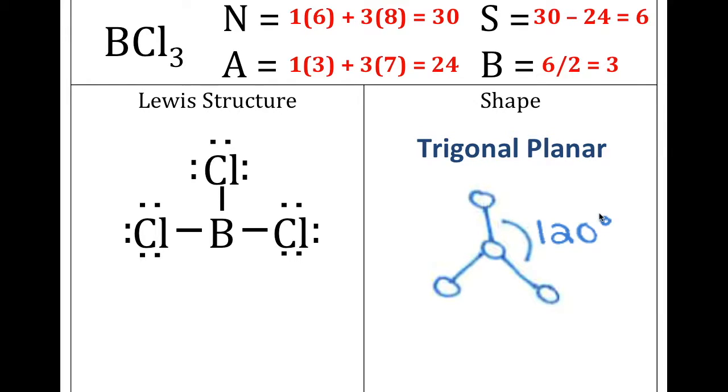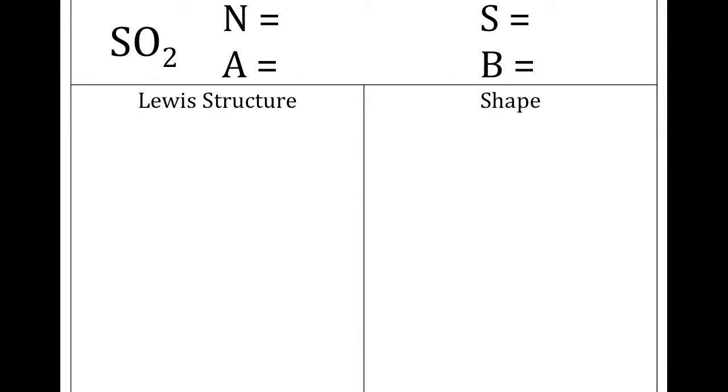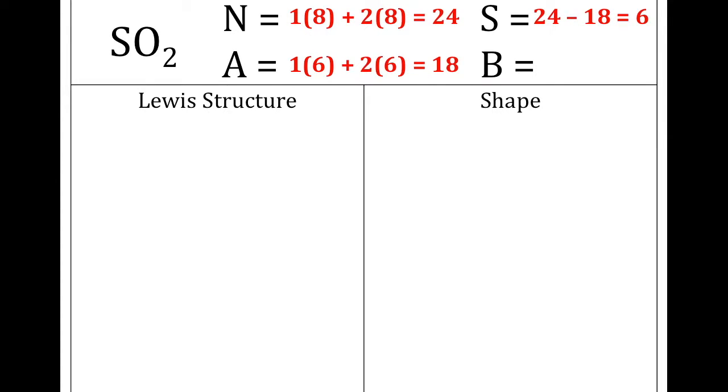All right, let's look at the next one. Sulfur dioxide. So on this one, the needed was 24. The available was 18. Shared was 6, which means the bonds was 3. We drew our sulfur in the middle, drew each oxygen on either side, connected them with single bonds. However, we were supposed to draw 3 bonds. Now, when we look at our choices of where to put it, you can see that they're identical choices.